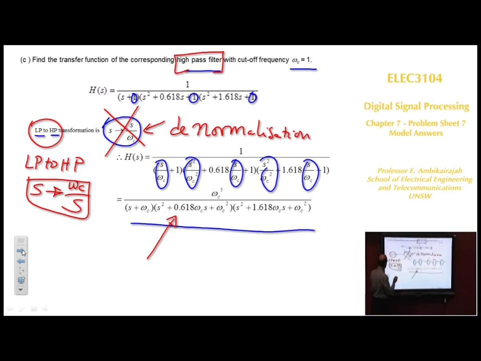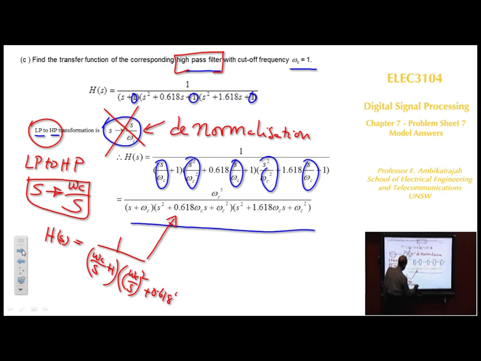So if you really want a high pass filter, what you need to do is wherever there is S, you go back here, H(S) equal to 1 over, S should be replaced by omega C over S, plus 1, first one is times omega C over S whole squared plus 6.618 omega C over S plus 1. So that's your first one, and similarly the next one, and that will then bring you S squared on the top, or S to the 5 on the top, and that then becomes a high pass filter. There must be an error in this question, whether it's a denormalization or high pass filter.